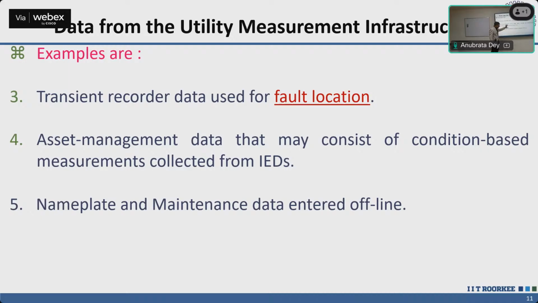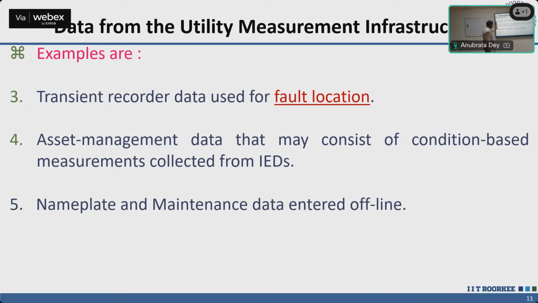The other data is the data related to asset management, right? Those data are also generated. And the fifth one is the nameplate data and some maintenance data which are entered by the utility person offline. So these five different types of data come under the category of utility measurement infrastructure, right?